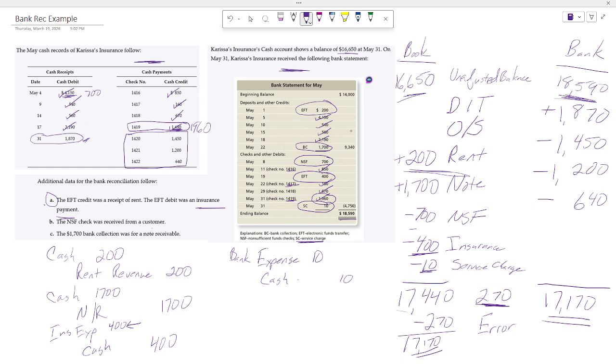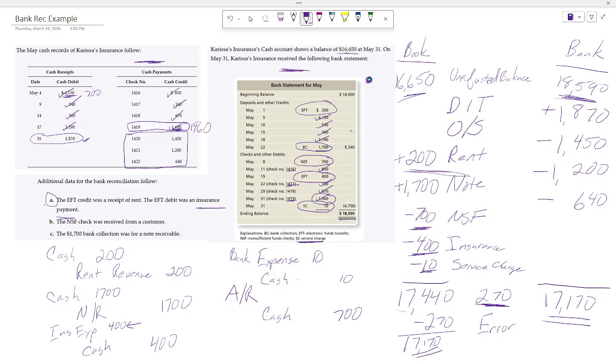Let's get to this NSF check. And the easy part is we have to credit cash $700. We did say, what's the first thing that you're going to do as soon as you found out your customer didn't actually pay you? You're going to go back to them and say, you owe me money. What account does that sound like? If someone owes us money, that sounds like a receivable. This goes into accounts receivable because our customer owes us money.